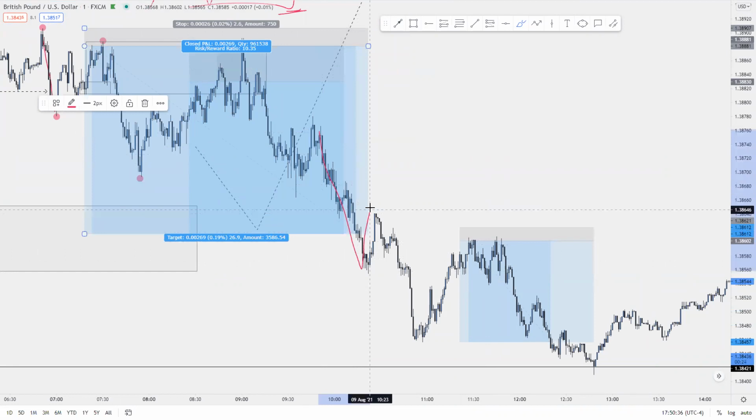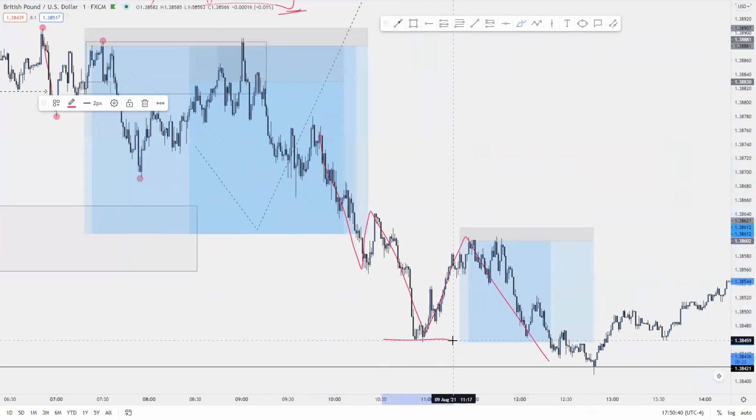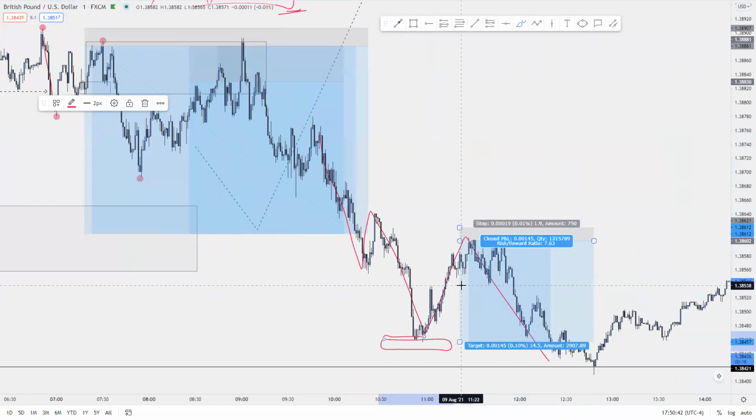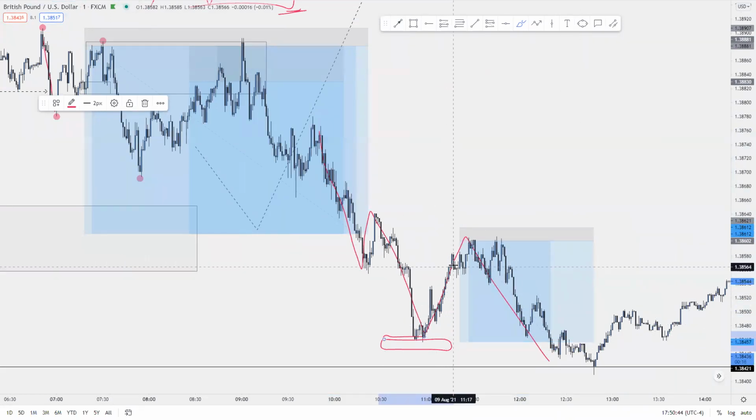So lower low, lower high, lower low. What do you expect? Lower high and then a lower low. So at least target this area here. And that was another trade I took. I didn't hit a 1 to 7 on this. It's only like 1 to 4.